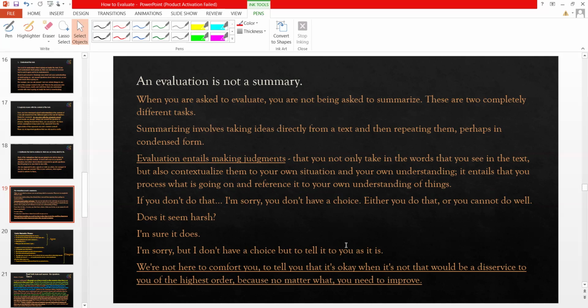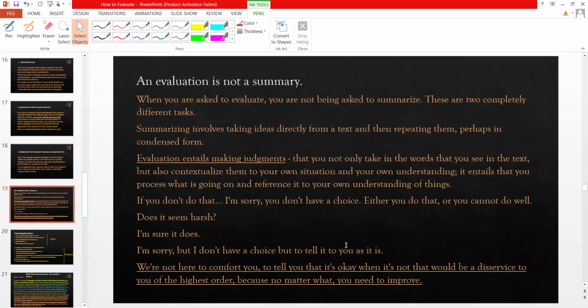Okay, get the idea, and then you have to give your own counter argument, or if you agree or disagree, in both the cases you must select at least 3 points, okay, where you think that yes, you can write on those points. Okay, so evaluation entails making judgment. You must judge according to your own situation and your own understanding.